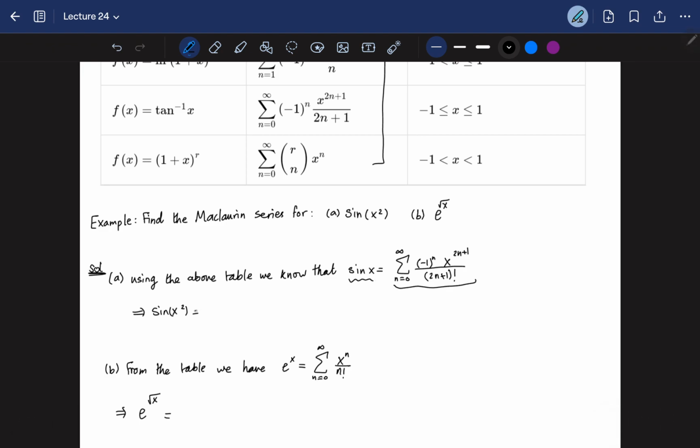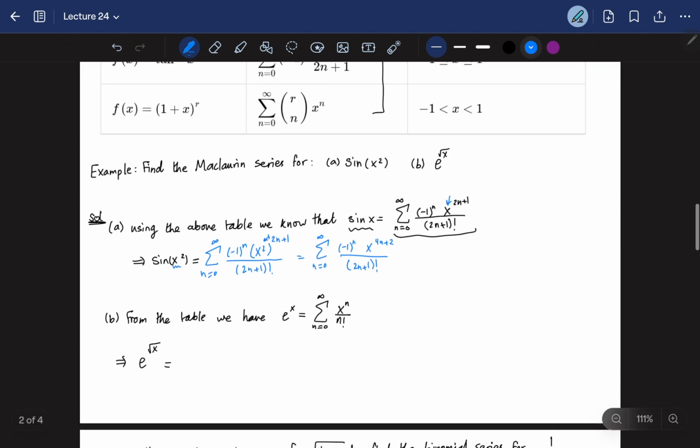So to find sine of x squared, the only thing that I have to do is substitute x squared instead of my x here. If you do that, you're going to get the sum of negative 1 to the n, x squared, all to the 2n plus 1, divided by 2n plus 1 factorial, from 0 to infinity. Once you simplify, I can multiply the exponents. So I'm going to get negative 1 to the n, x to the 4n plus 2, over 2n plus 1 factorial, from 0 to infinity.